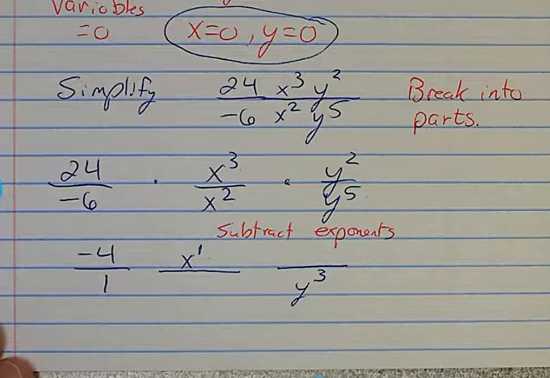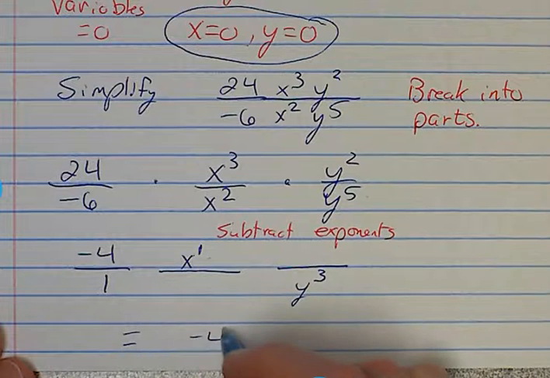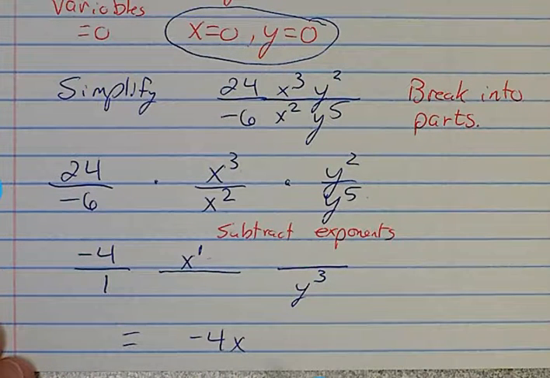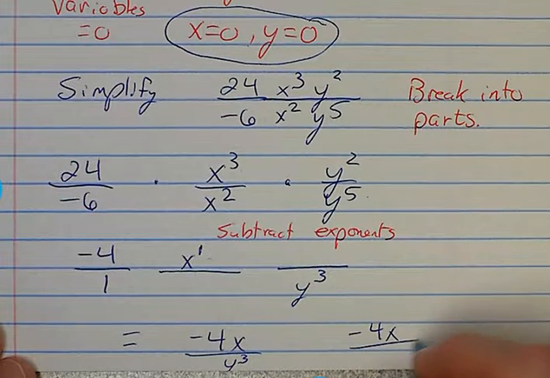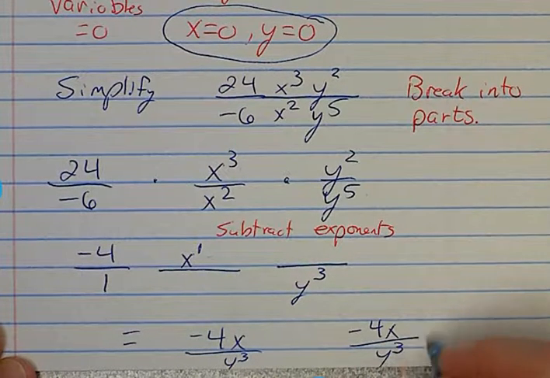So for this one, we put it all back together. We've got negative 4 times x to the first, or just x on the top. On the bottom, we've got 1 times y to the third, which would just be y to the third. So negative 4x over y to the third would be our final answer.